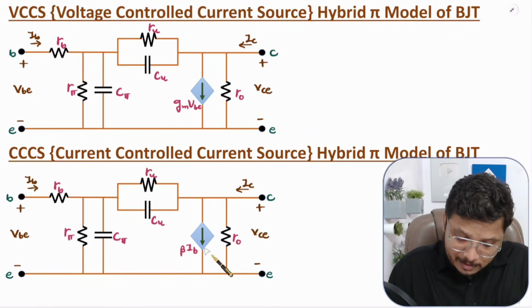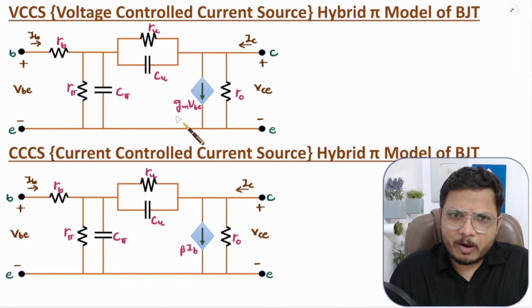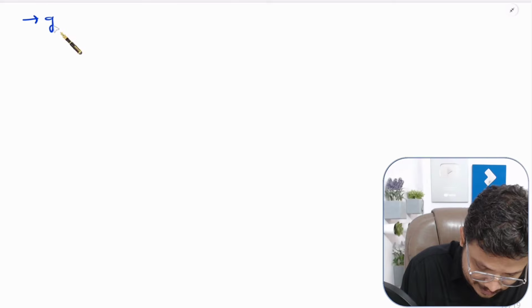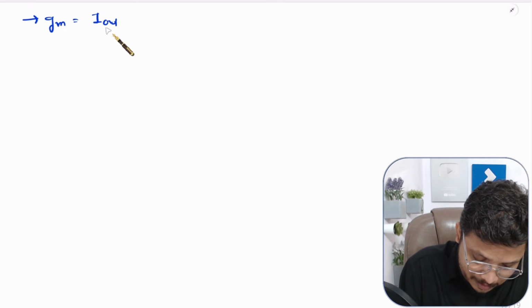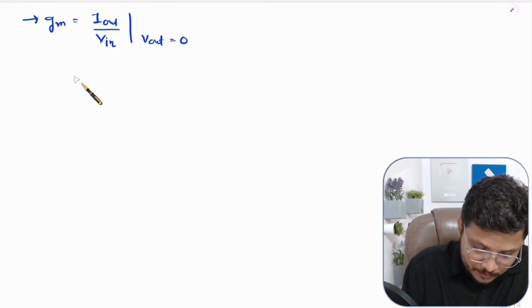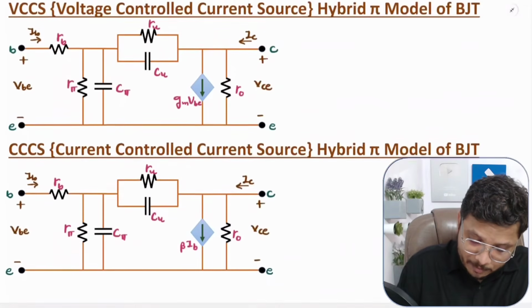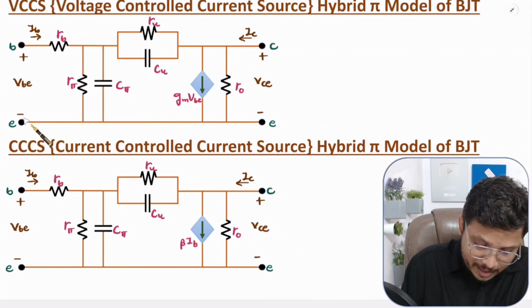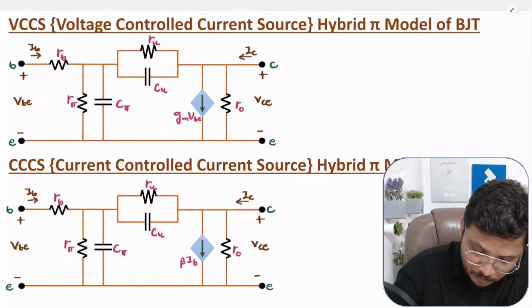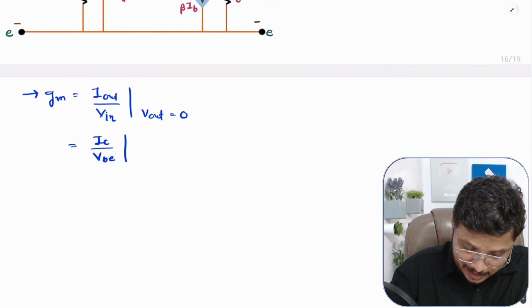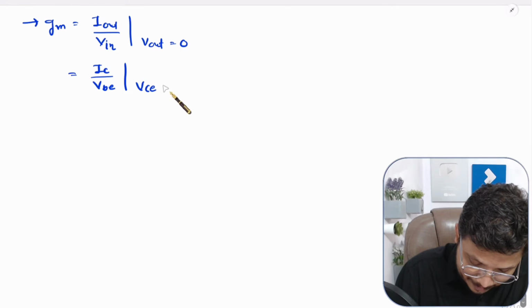Now see, in this I have not discussed what GM is, so let us discuss it. GM is transconductance, so let me derive the value of GM. What is transconductance? Transconductance is output current divided by input voltage, where output voltage is 0. So what is the output current over here? Output current is IC, input voltage is VBE, where output voltage is 0. What is the output voltage over here? Output voltage is VCE. So VCE is 0 over here, right.